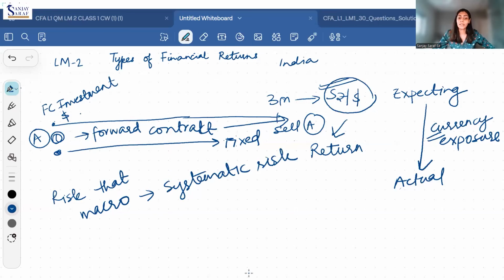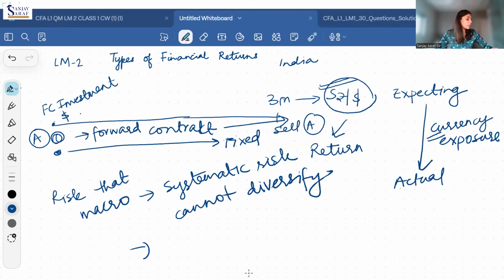We cannot diversify this risk. Some examples of these are inflation. इन्फ्लेशन ऐसी चीज है जो सारे सिक्योरिटीज को अफेक्ट करेगी. आप किसी भी तरीके से इन्फ्लेशन को हेज नहीं कर सकते. It is going to affect the price of your securities. It is going to affect the returns on your securities. You cannot diversify against it. It's called macro risk.